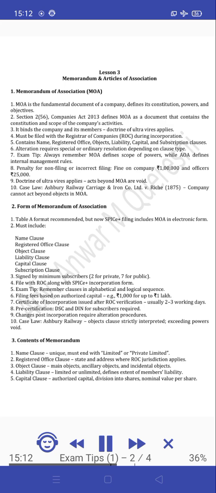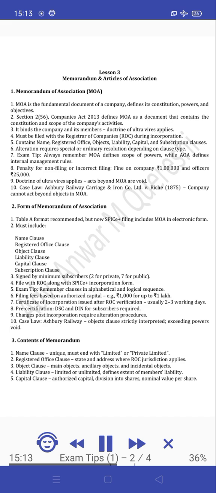5. Exam tip: Remember clauses in alphabetical and logical sequence. 6. Filing fees based on authorized capital, e.g. 1,000 rupees for up to 1 lakh rupees. 7. Certificate of incorporation issued after ROC verification. Usually 2-3 working days. 8. Pre-certification, DSC and DIN for subscribers required. 9. Changes post-incorporation require alteration procedures.